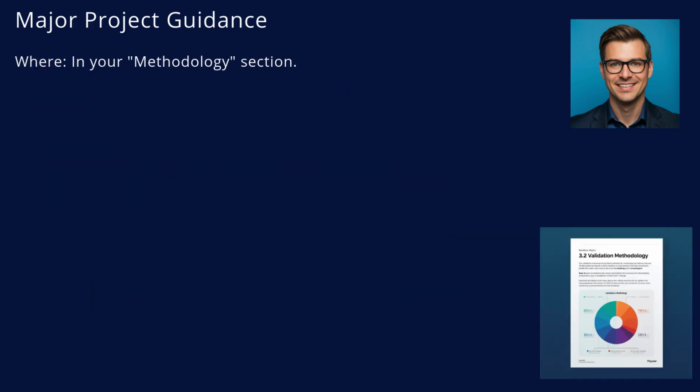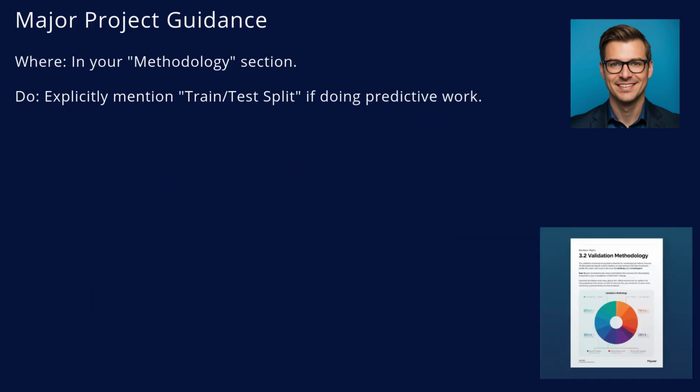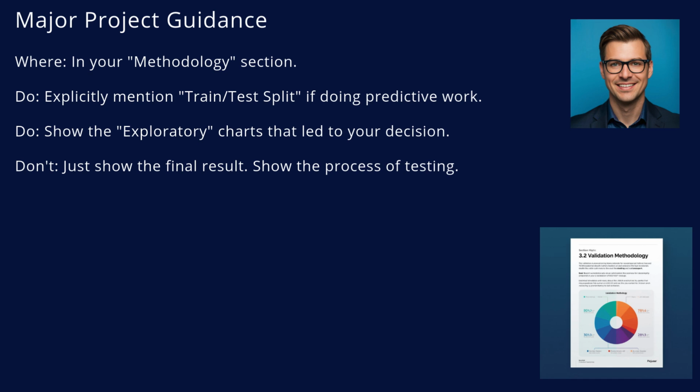For your major project, ensure S53 is visible in your methodology section. If you are doing any predictive work, you must explicitly mention that you used a train test split to validate your model. This is critical for high marks. Also, show the exploratory charts that led to your decision-making. Don't just show the final result, show the process of testing and validating your assumptions. This proves your scientific mindset.